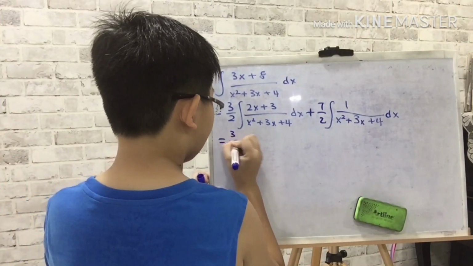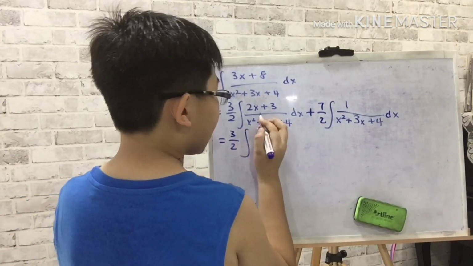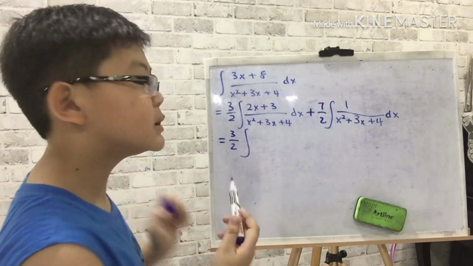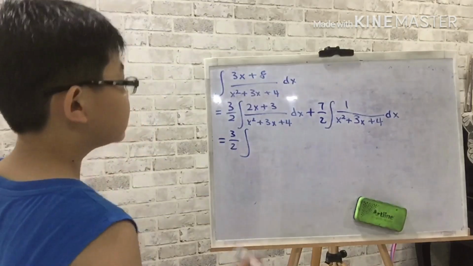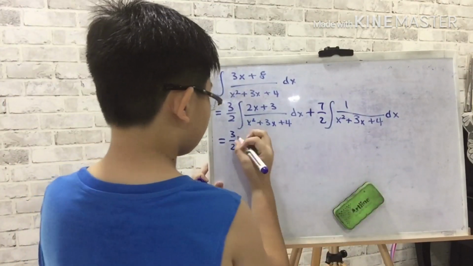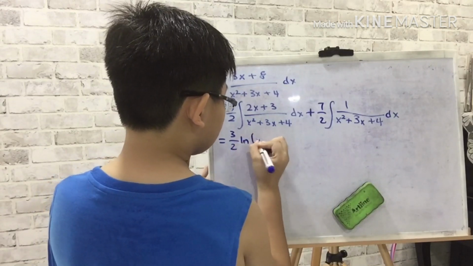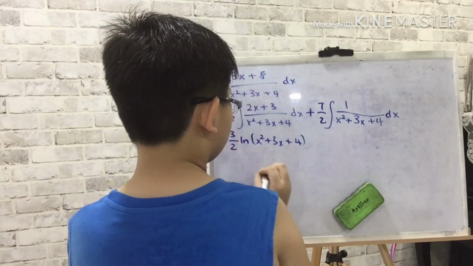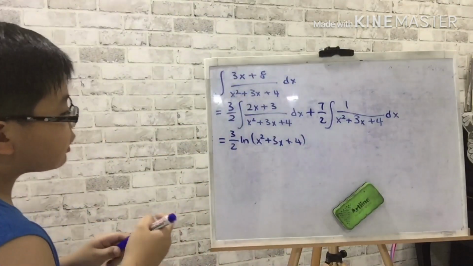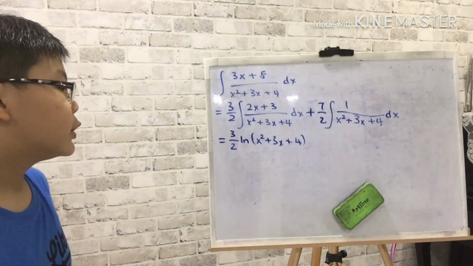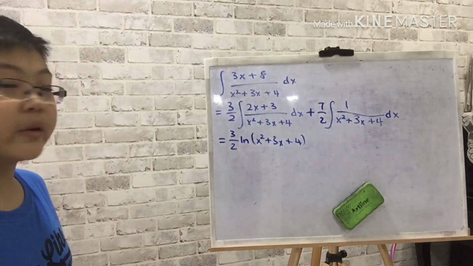Here, you're going to have 3/2, and look at this. This is the derivative of this. This is where the intuition came from. So this is quite simple. It's just natural log of x squared plus 3x plus 4. And I'm not going to put any parentheses, and I'm not going to put any absolute value, because this is always positive.